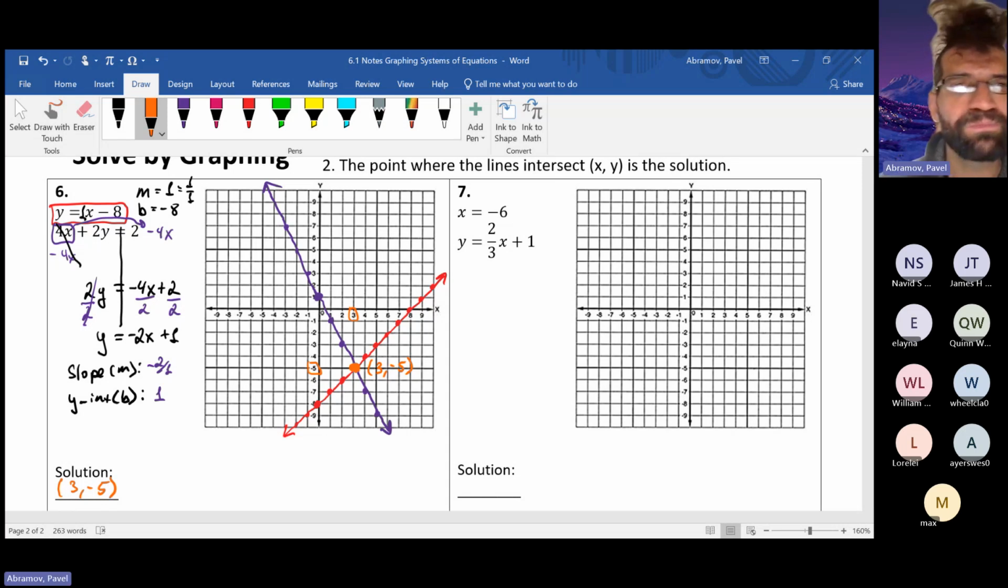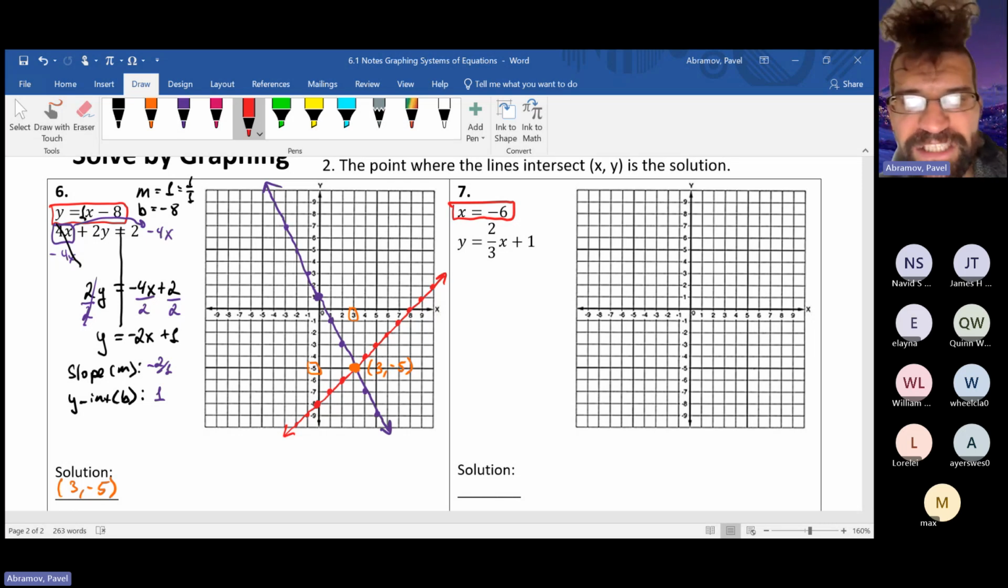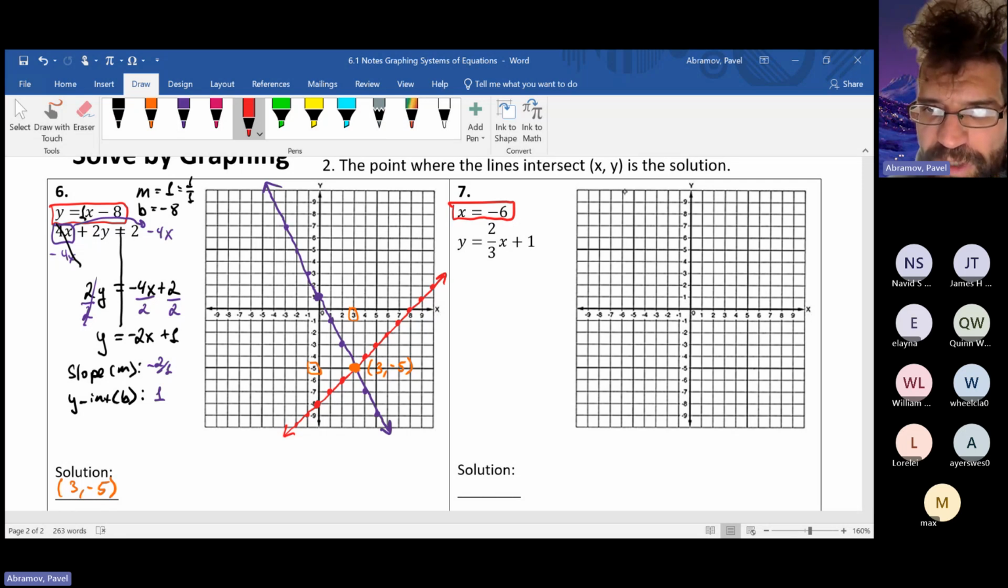Okay, let's do another example. Here we have something a little tricky. We have x equals negative 6. So we need to remember what kind of a line that is. When you have x equals just a number, then we have a vertical line. So this red line, x equals negative 6, is just a vertical line going up and down.